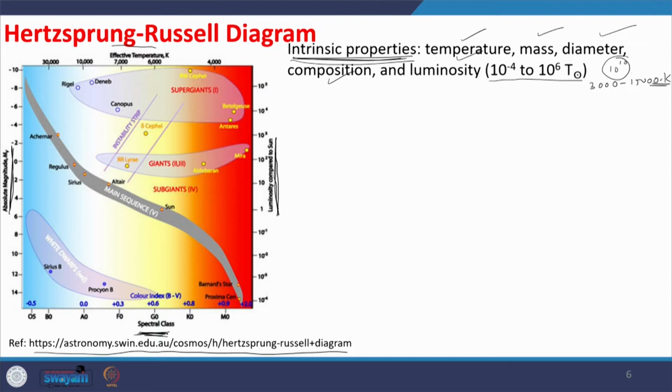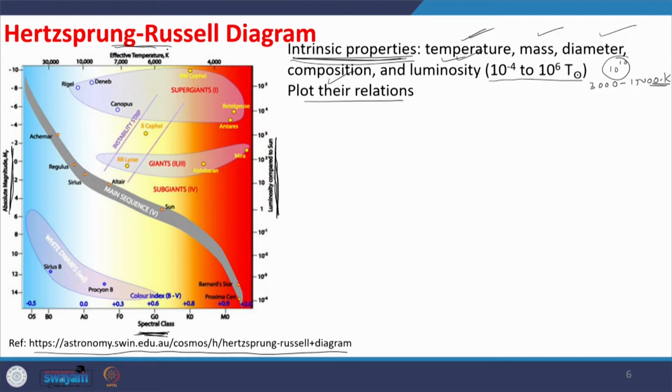Because I found it more colorful, I took it from this website. Okay, so what is so special about this diagram? The relation between these quantities, mainly luminosity and temperature. In this list I have not included the magnitude and spectral class, because mainly luminosity on the y axis and temperature on the x axis I have denoted.